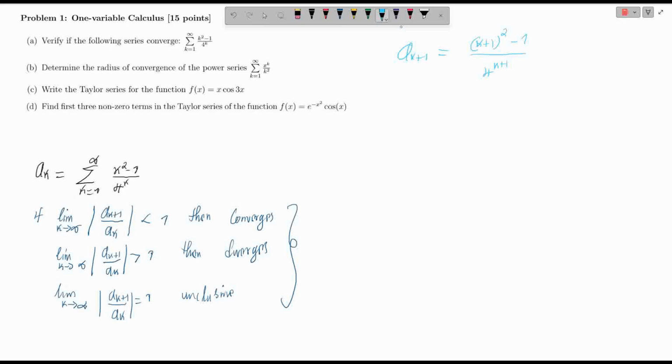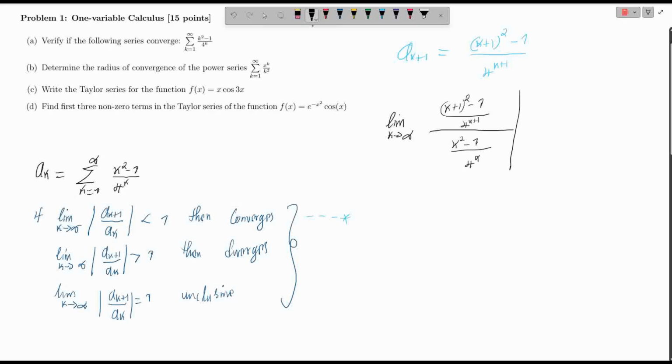Now we have to verify the first condition, which is the condition of our interest. So we're going to look for the limit as k tends to infinity of ((k+1) all squared minus 1) divided by 4 raised to the power k+1, over our a_k, which is (k squared minus 1) divided by 4 raised to the power k. This is actually the limit we're looking for, the absolute value of this limit. This is what we want to verify.